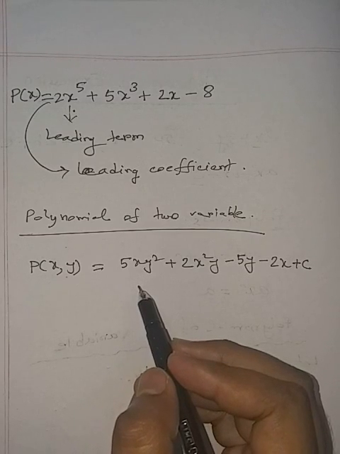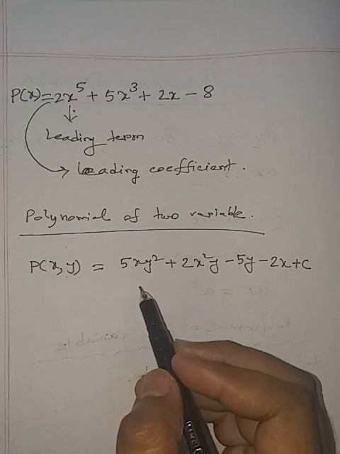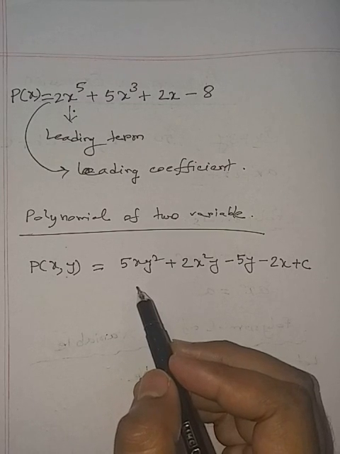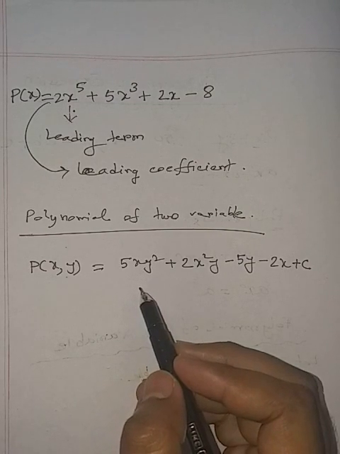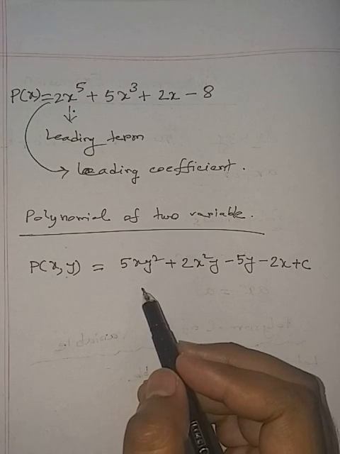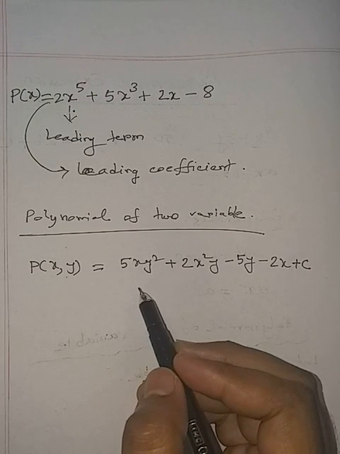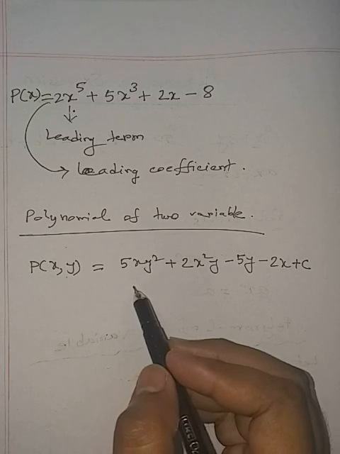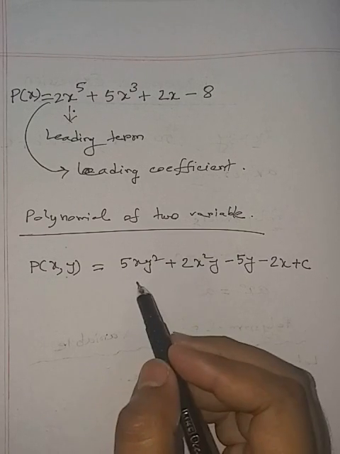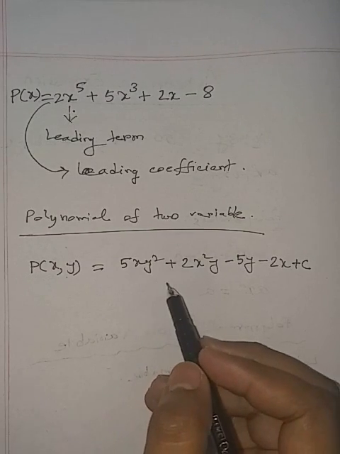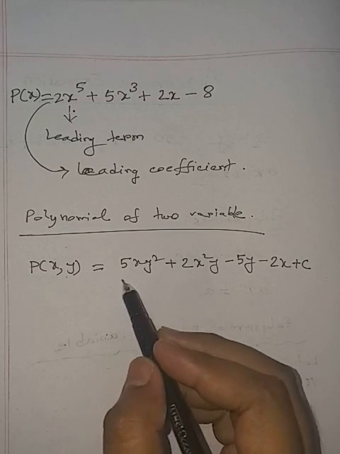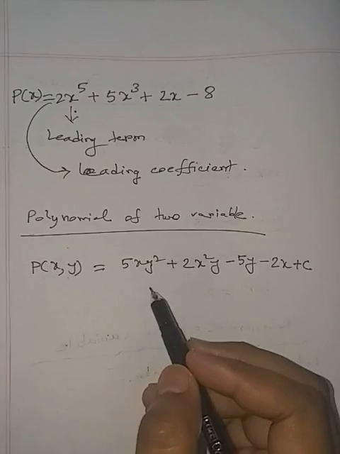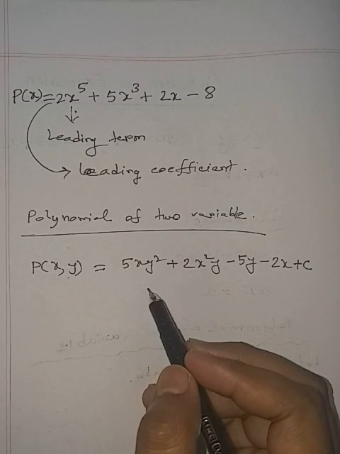And the leading term: since we have two terms which have the same and highest power, these two terms will be the leading terms of this polynomial, and the leading coefficients will be 5 and 2, because these two are the leading terms.